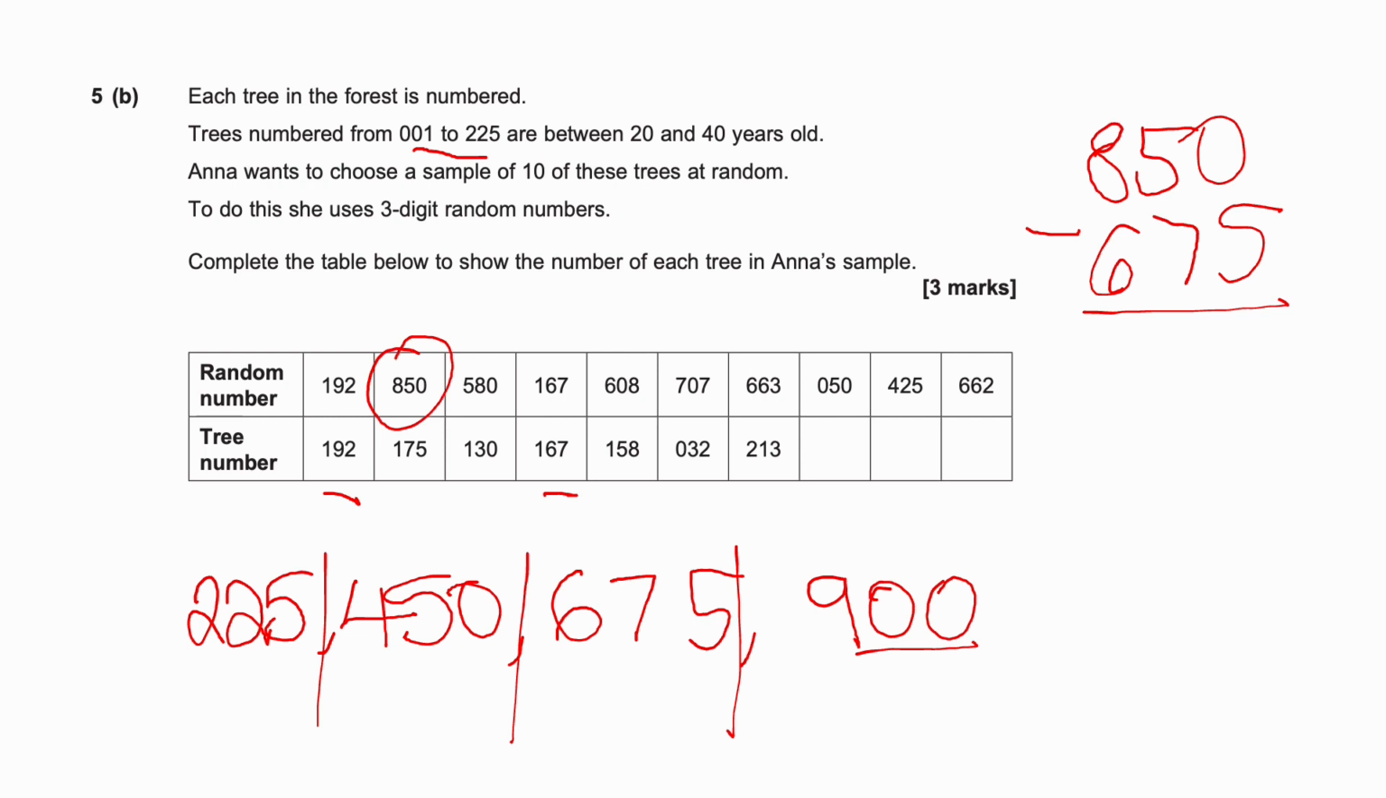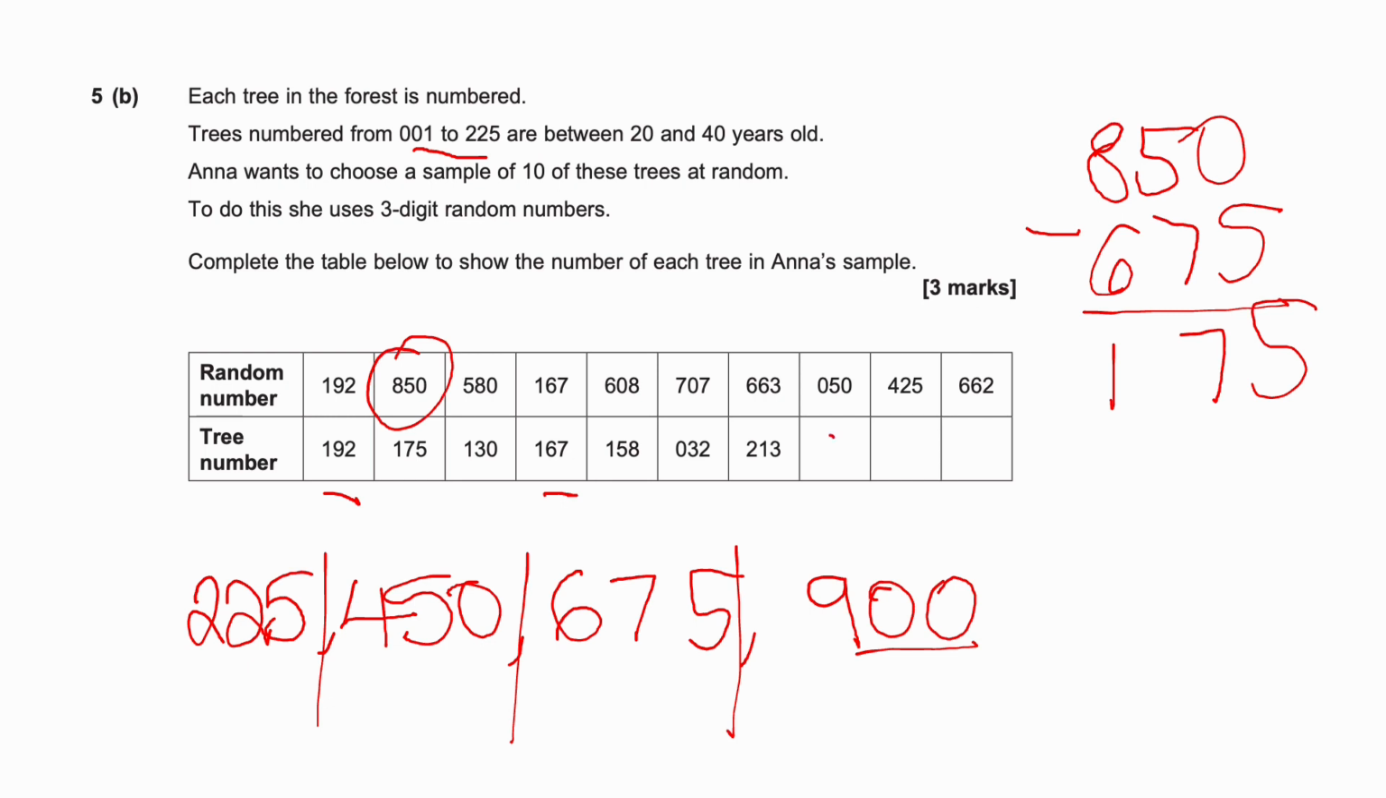We're just taking away chunks of 225, and that would give us 175. So this is just to prove the method that's being done. So for 580, if we were to take away 2 chunks of 225, we should end up with 130. So let's look at what we've been asked to do. We've been asked to create the random tree numbers from these 3 randomly generated 3-digit numbers here.